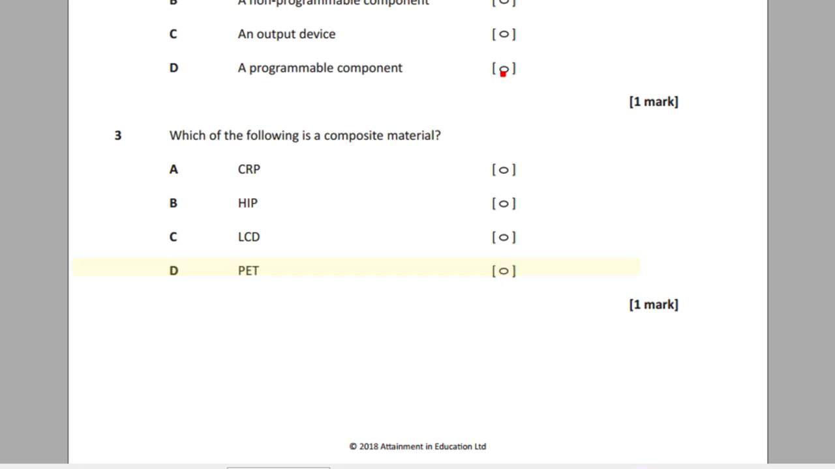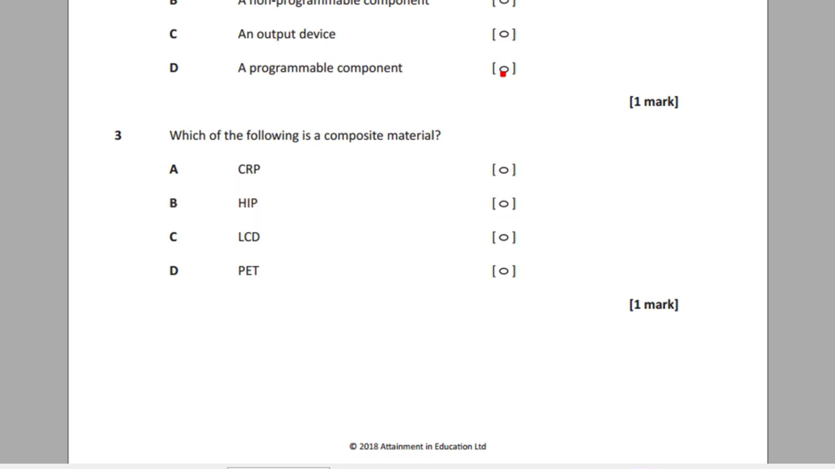So I know that PET is a type of thermoplastic which can be heated and reshaped again, so it's not that. And thermoplastics, as we know, originate from crude oil and are made from fractional distillation and cracking. LCD refers to an electronic display, or liquid crystal display. This one is high impact polystyrene, so it's not polystyrene.